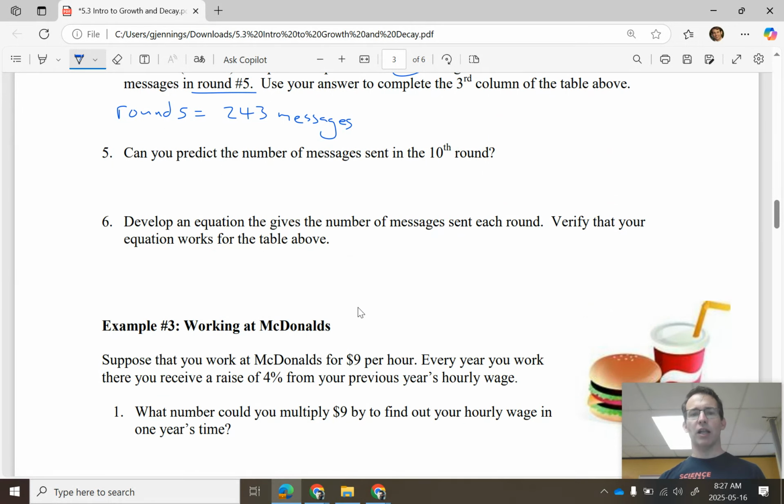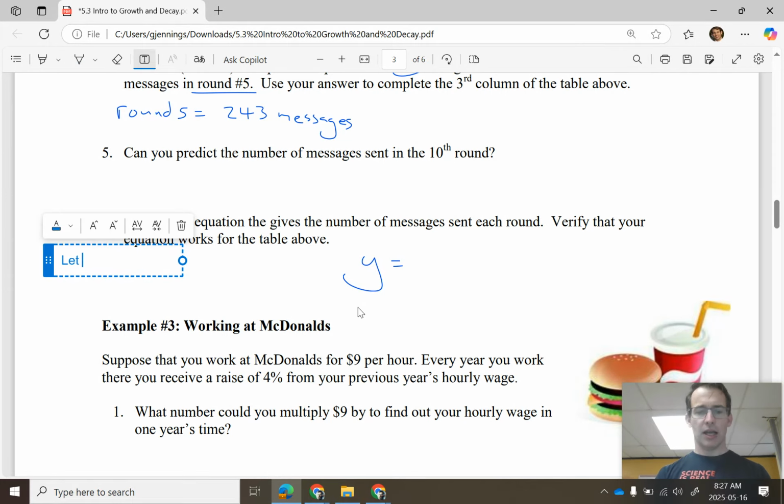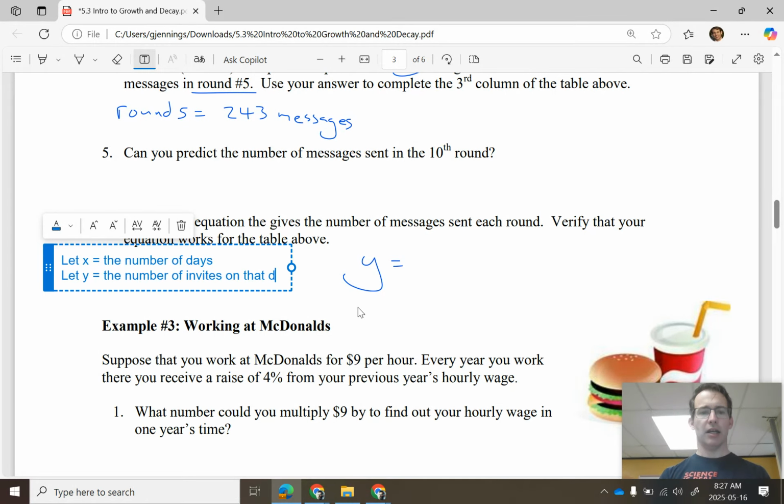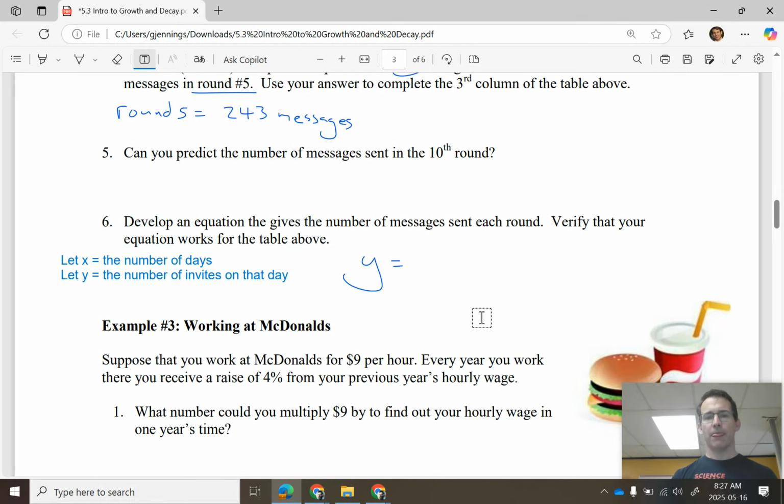If we were looking for, let's jump here. I think people are ready to jump here. Y equals, where you got these statements. Let x equal the number of days. Let y equal the number of invites on that day. Okay? So what would our formula look like?